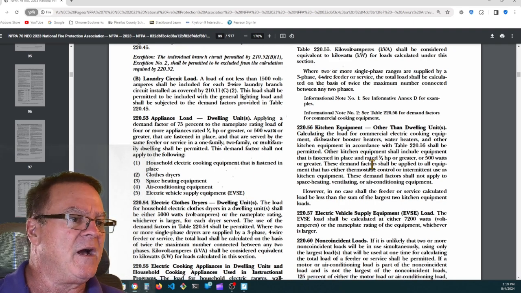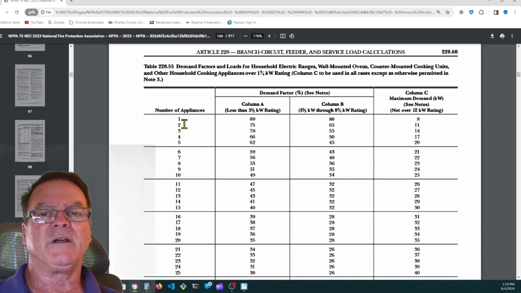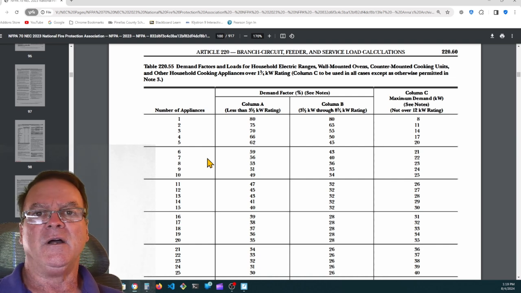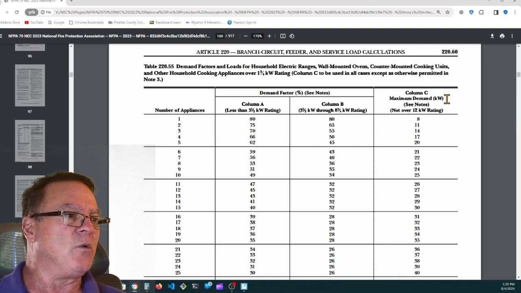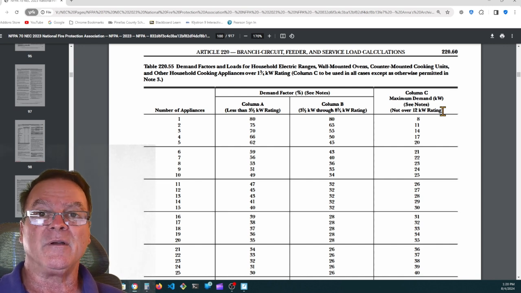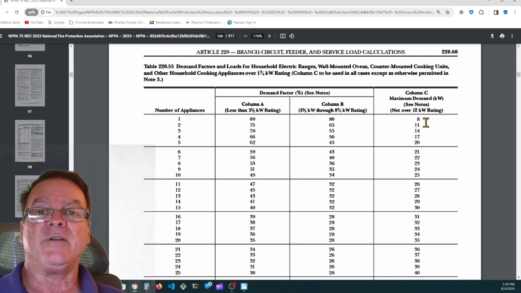All right. So now we have to look at this table, and again, I'm only going to scratch the surface. I'm not going to go deep into this. I could talk for 6 hours on just this table. I'm not going to do that to you. So basically, it suffices to say that maximum demand in kilowatts for not over 12 kilowatt rating. If you have one range in your house and it's rated at not more than 12 kW, the demand factor is 8 kW.